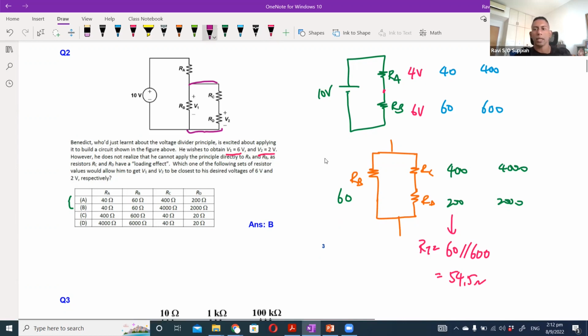Whereas if I were to do this, RT will be 60 parallel with 6,000.